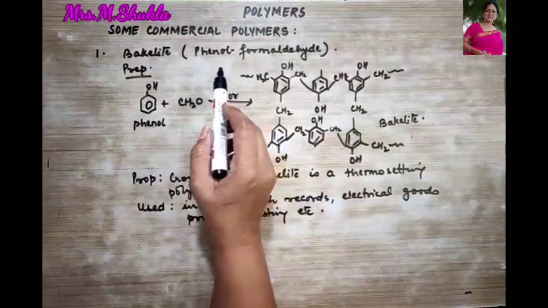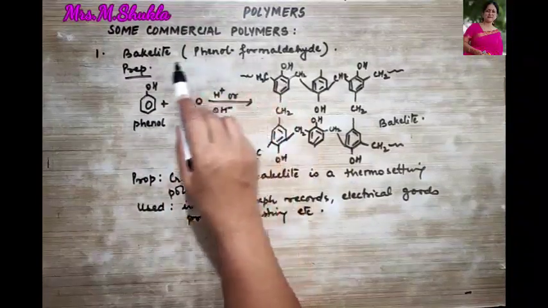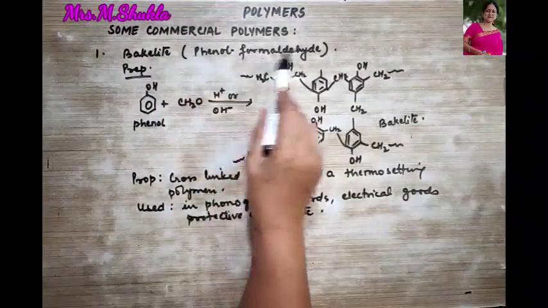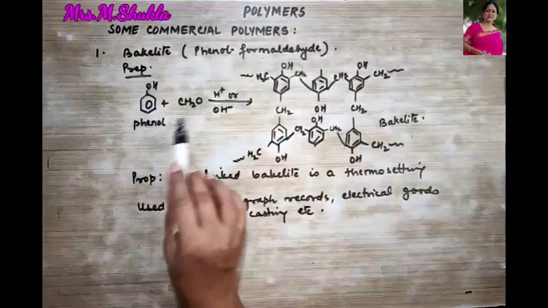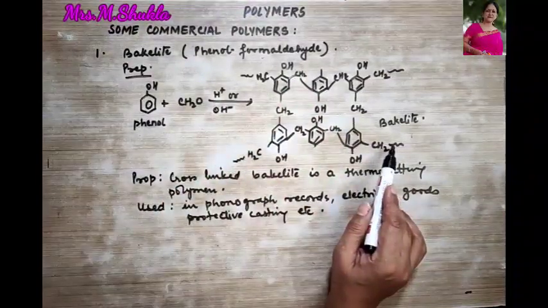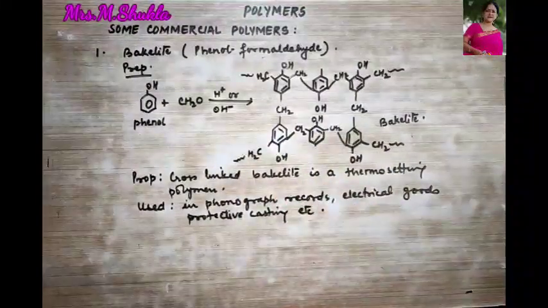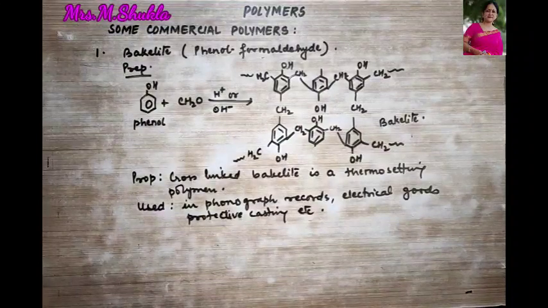What did I say? It is the mixture of phenol and formaldehyde, right? Therefore it is also called as phenol formaldehyde polymer. So when phenol and formaldehyde they react, they form this bakelite, which forms a cross-linked bakelite, and it is a thermosetting polymer, right? We move to the next.